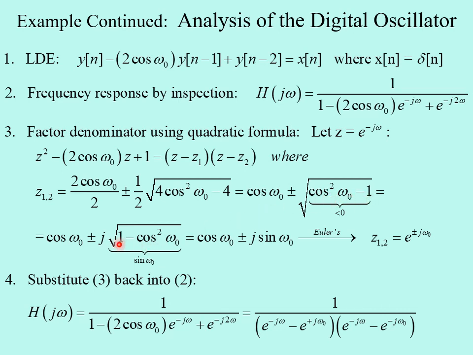So what I've done here is factor out a j, which remember is the square root of minus 1, and then I can flip the order of what's inside the square root. Instead of cosine squared minus 1, it's 1 minus cosine squared, but remember, that's sine squared. So when we take the square root of sine squared, I get a sine. This simplifies down to this form, and then by using Euler's formula, the 2 roots of my factored denominator are these simple terms, e to the plus or minus j omega naught. When I substitute those back in, here is my factored form of the frequency response.